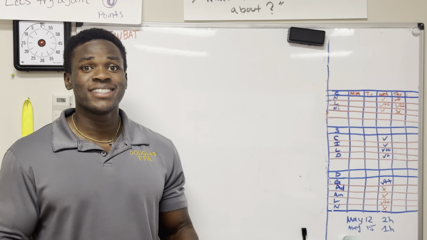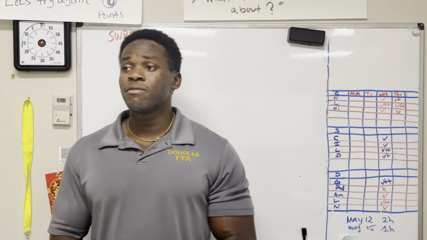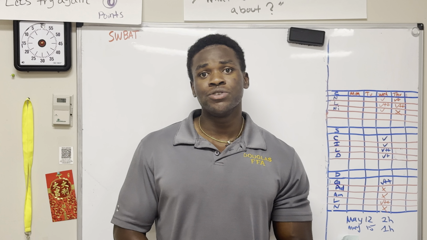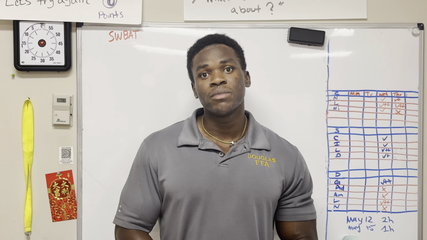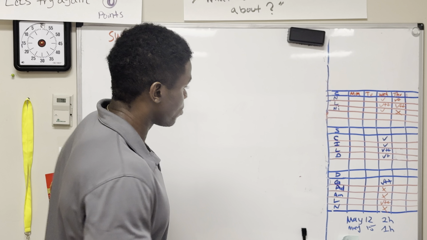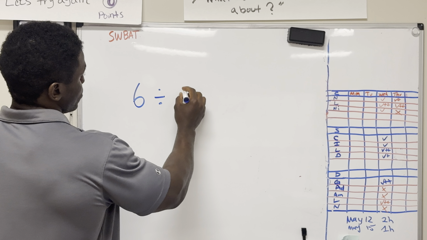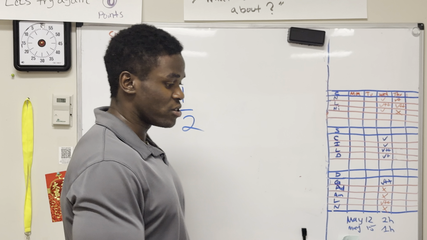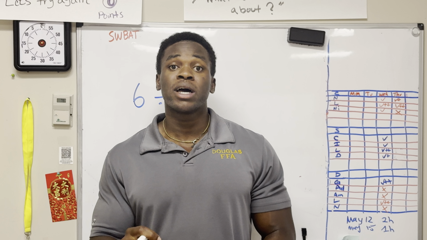We're back, and this time around, we are dividing fractions. And you might find this a little bit more difficult, but if you follow a simple rule that I'm about to teach you, you can excel easily in these division problems. Okay, so here we go. Let's say we have a problem that says 6 divided by 1 over 2. Okay, when we have a division problem, we always have to multiply by the reciprocal.